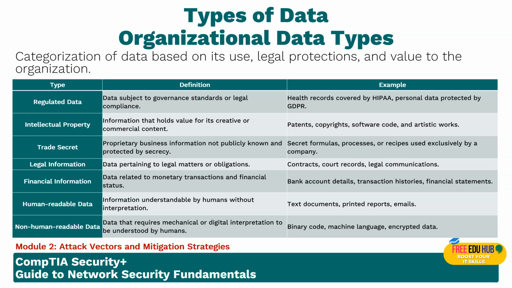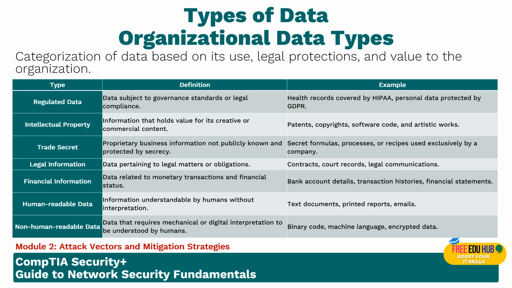Then we have intellectual property that holds value for its creator or commercial content, for example, patents, copyright, software code, and artistic work. So it's the responsibility of the law enforcement agencies to make sure that the information does not leak out, and the true owners of those patents or copyrights are being paid for that. Now, trade secrets could be proprietary business information which is not publicly available. It's protected for secrecy purposes, like secret formulas, processes, or maybe recipes used exclusively by the company.